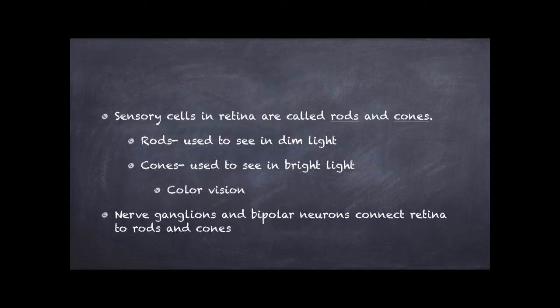The sensory cells in the retina are called rods and cones. So the rods are actually used to see in dim light. So when it's dark, when there's not much light going on, when you don't have that much color. And then cones are used to see in really bright light, and they are also what give way to color vision. A lot of people who are colorblind or have issues with seeing color, they have some kind of issues with their cones. And that's why this happens. And then there are also nerve ganglions and bipolar neurons that also connect to the retina and to the rods and cones to help with sending impulses.